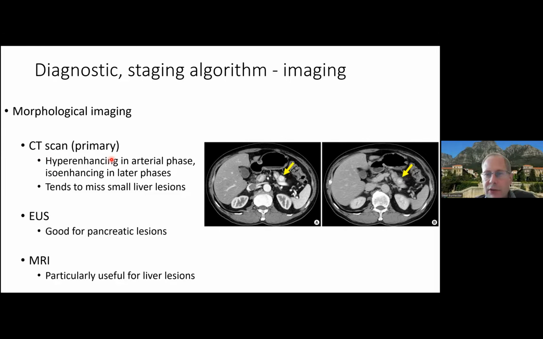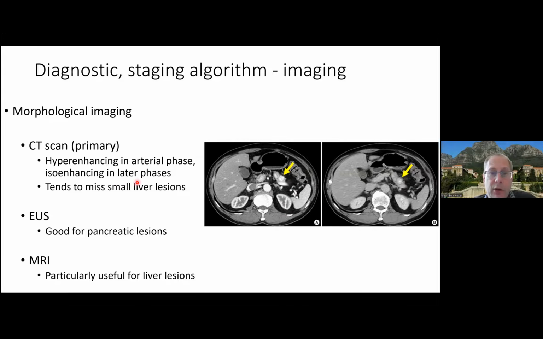CT scan, this is obviously the first investigation, almost always, that is done. The clue that you're dealing with a neuroendocrine neoplasm is that these tumors are often hyper-enhancing, especially in the arterial phase. So if you're suspecting a neuroendocrine neoplasm, it's often best to look at the arterial phase first before looking at the venous phase. You can appreciate here that this lesion, although still visible on the venous phase, is more marked and prominent on the arterial phase. So it's hyper-enhancing in the arterial phase, and often less so in the later phases.